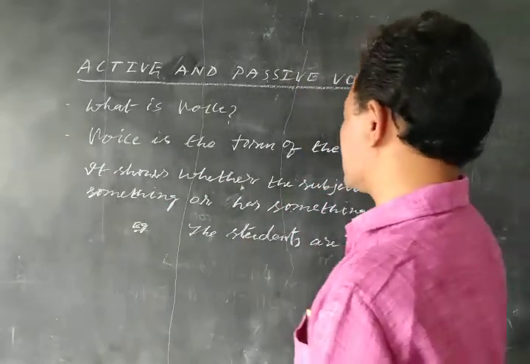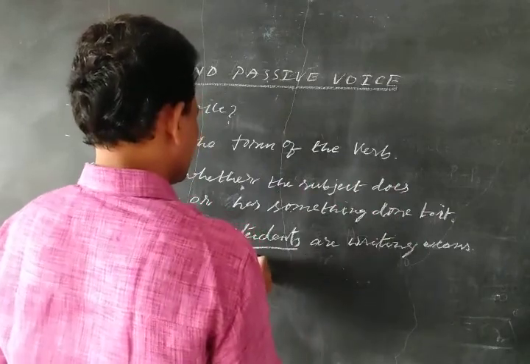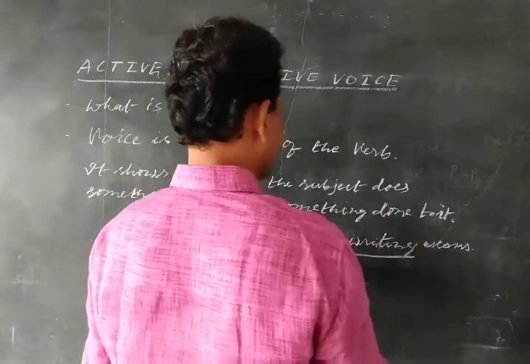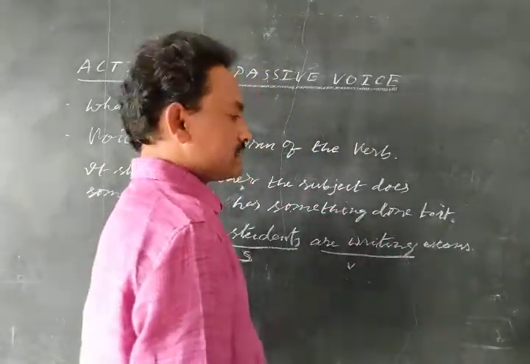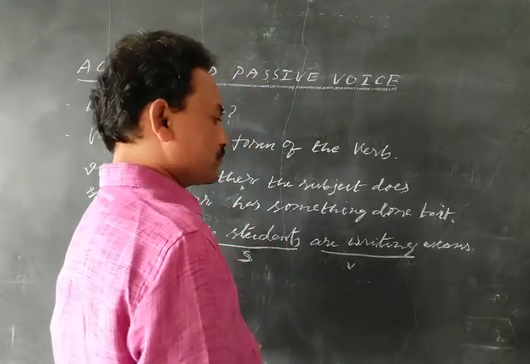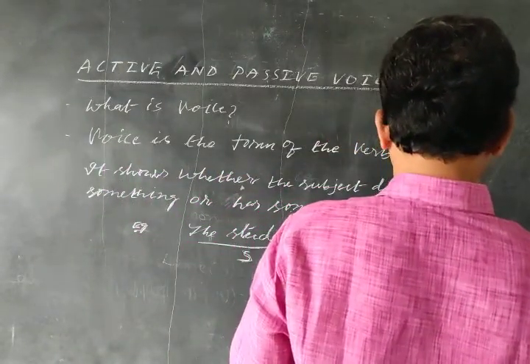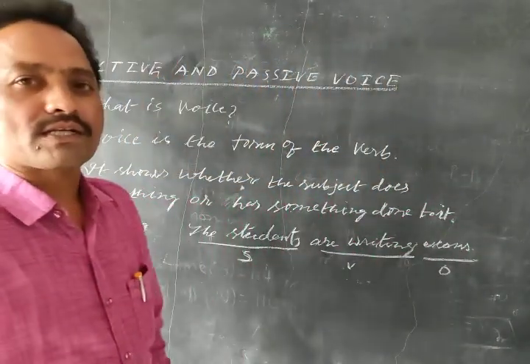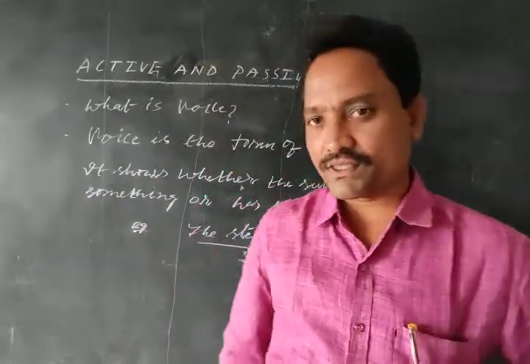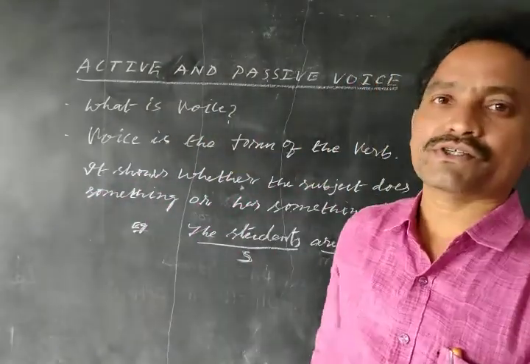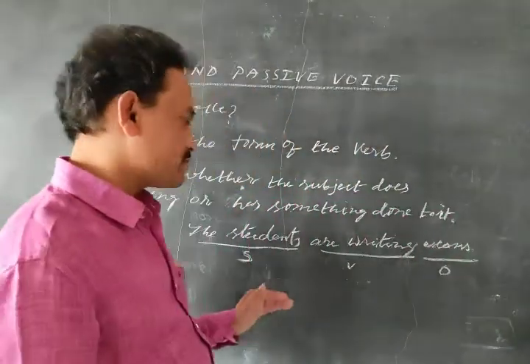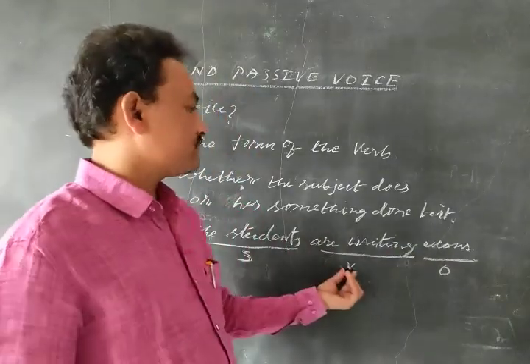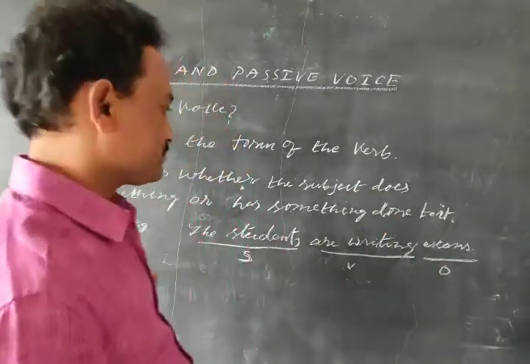Transform. In this sentence, the students, the doer of the action, is the subject. The action of the students here, are writing, is called the verb. What are the students writing here? Exams. This is the object. So whenever we transform a sentence from active voice into passive voice, these three parts of a sentence are very, very important: subject, verb, object.